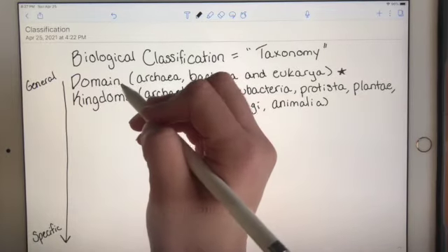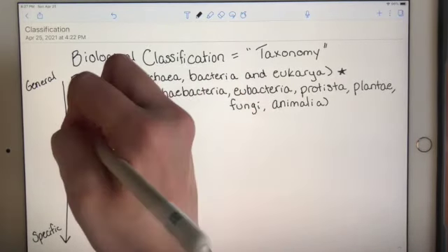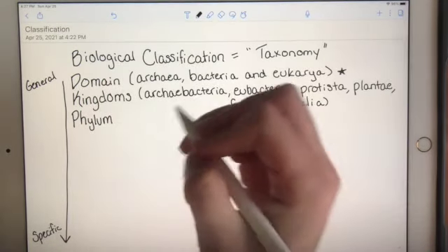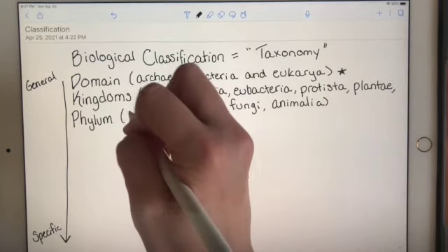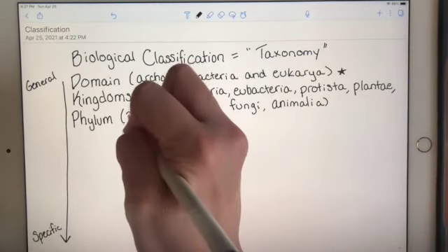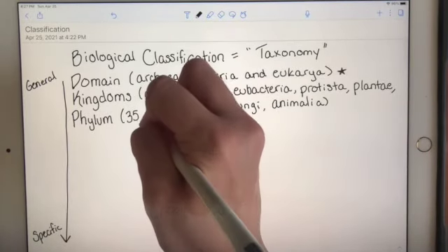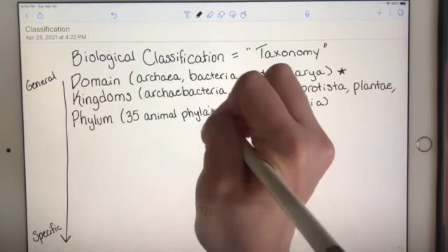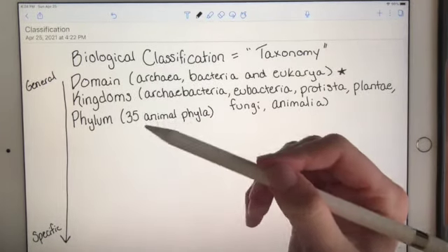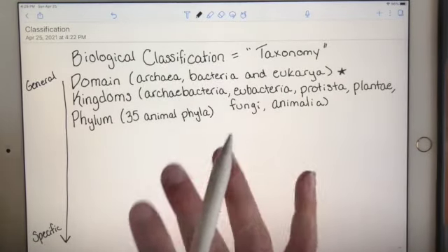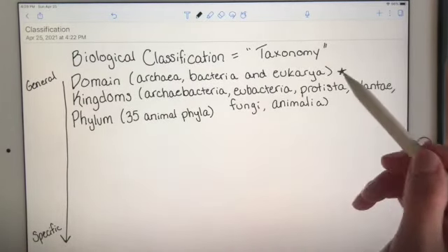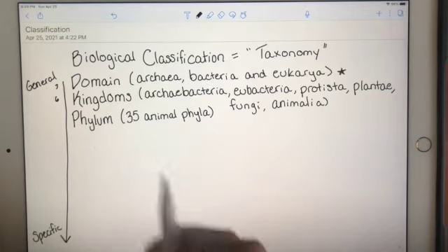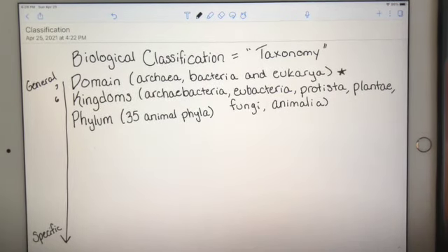So after domain, you have your kingdom, then you have your phylum. The plural of phylum is phyla, and for animals, in the kingdom Animalia, we have 35 different animal phyla. So as we get more specific, we're breaking our organisms up into more groups. We start with 3, we go to 6, and then we go to hundreds, 35 of which being from the kingdom Animalia.